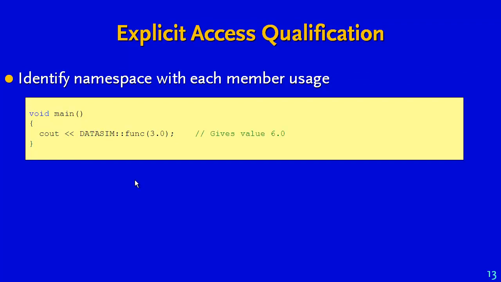Okay, the last option is the explicit access qualification. So I explicitly give my namespace and the corresponding function in the namespace without using any using whatsoever. So here's an example. I just want to call func in my namespace without messing around with using stuff. I just say cout, namespace double colon, and I give my function name.